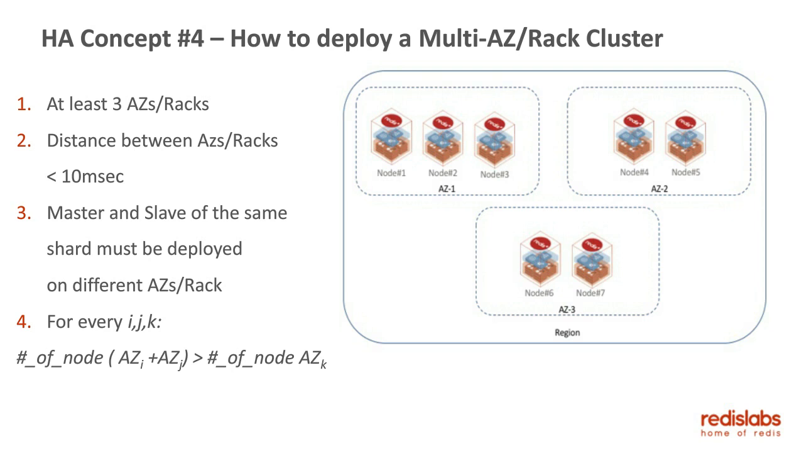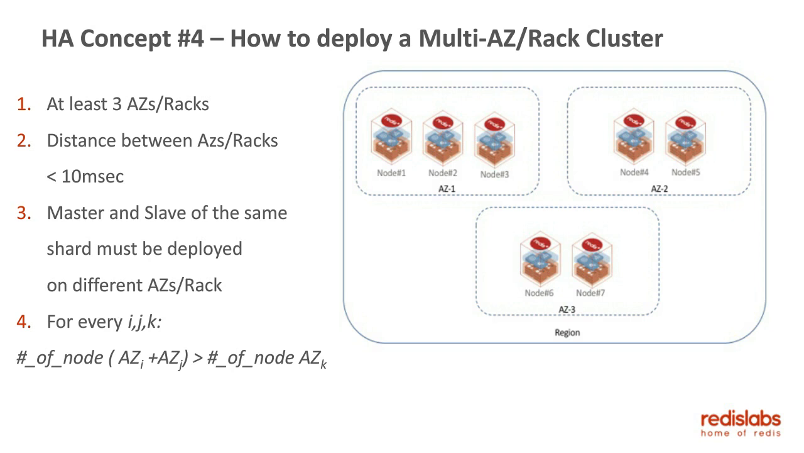One requirement is that the sum of the nodes in the two other availability zones should be more than the third availability zone. So in the event that one availability zone goes down, your nodes still form a majority, or a quorum.